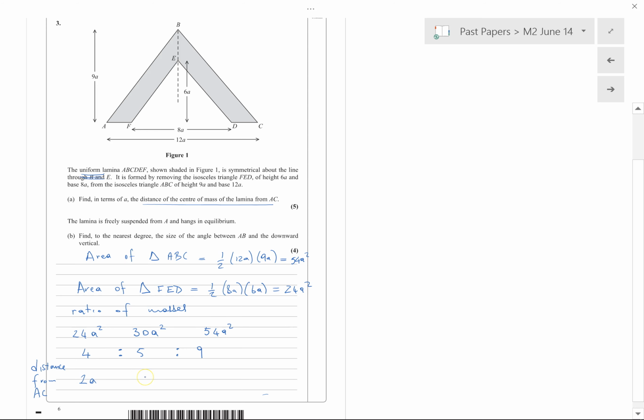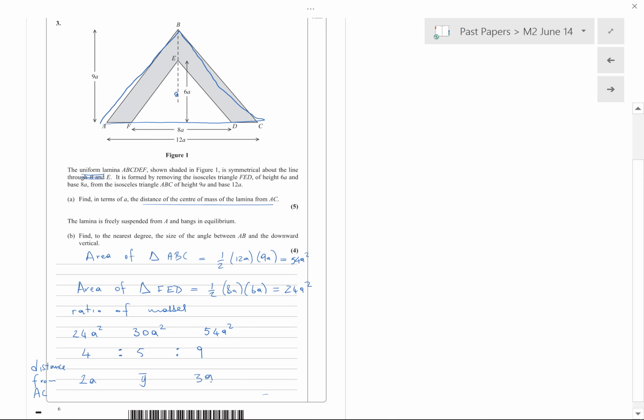Right, now the 30A squared is the composite shape, or the actual shape that I don't know the centre of mass of. So let's call that Y bar, say, because it's vertical. Doesn't really matter, but some people get a bit funny about that. So Y bar, because it's vertically upwards. And then the 54A squared, which would be the actual centre of mass were there to be a whole lamina like that, which is 9A up, so that would be a third up, so that would be 3A.